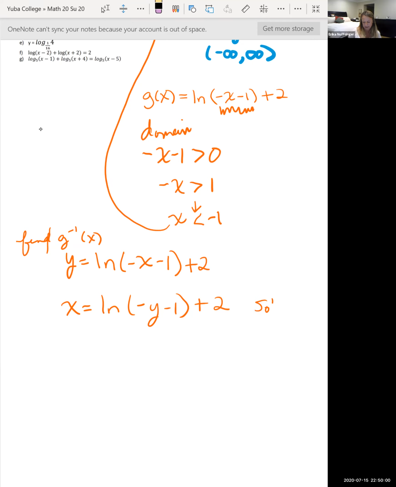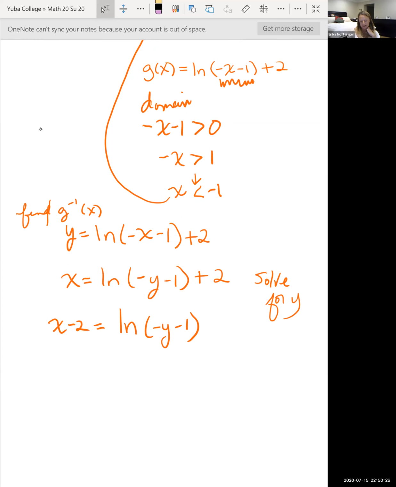So we want to solve for y. So let's isolate the natural log. So let's subtract 2 on both sides. We get x minus 2 equals the natural log of negative y minus 1. Well, let's think about how we could rewrite this in exponential form. So logs, the base e, our answer is actually the exponent. So this is saying e raised to the x minus 2 has to equal whatever you're taking the log of, in this case, negative y minus 1.